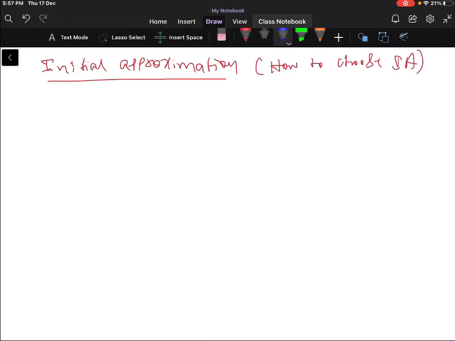As we know that iterative method gives the approximate roots of the equation f of x equal to 0. To find the root of the equation f of x equal to 0, we need an initial approximation, that is x naught. The question arises how to choose the initial approximations. Let us plot the graph of the function.